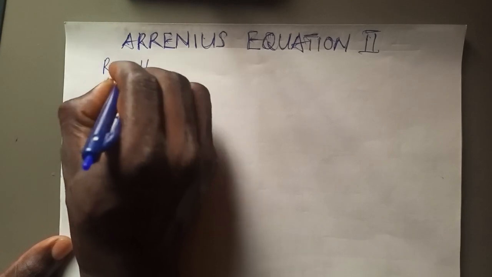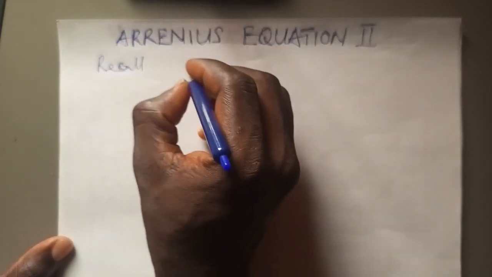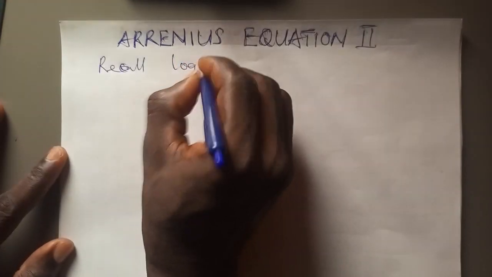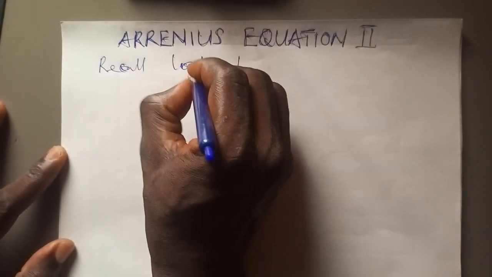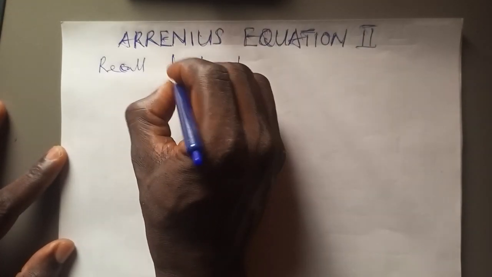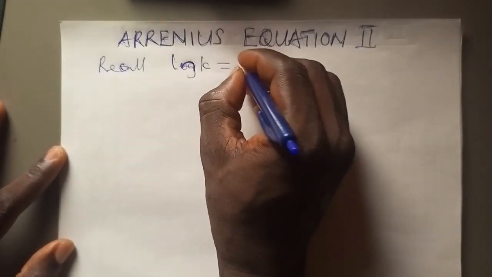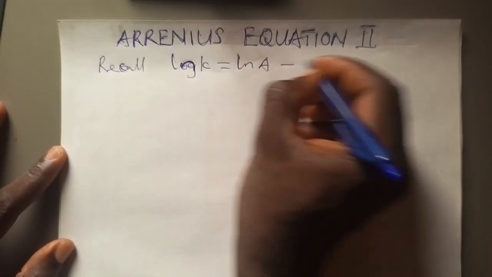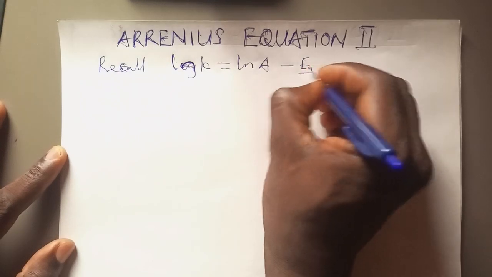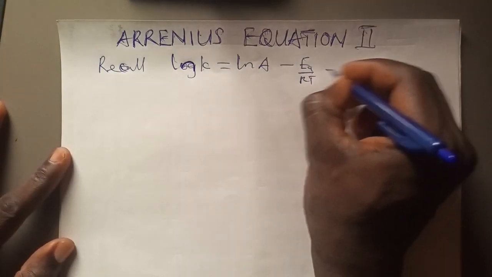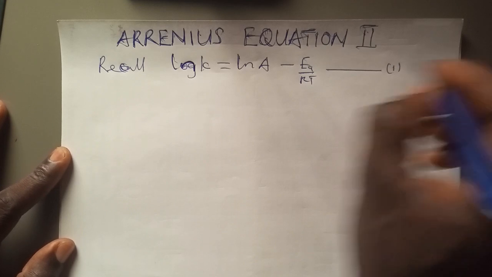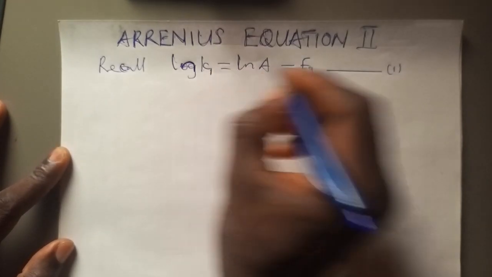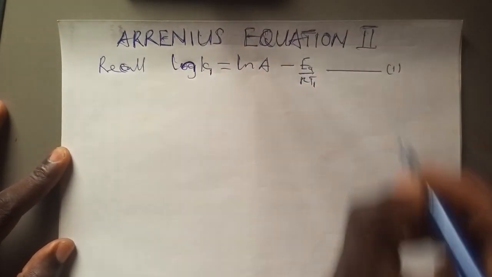We are recalling the formula for the Arrhenius equation, which is ln k is equal to ln A minus EA over RT. Let's call this equation 1. And if we are making it equation 1, I'll be making this one K1, and this one T1.